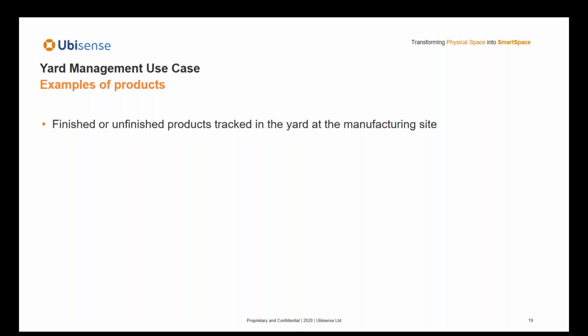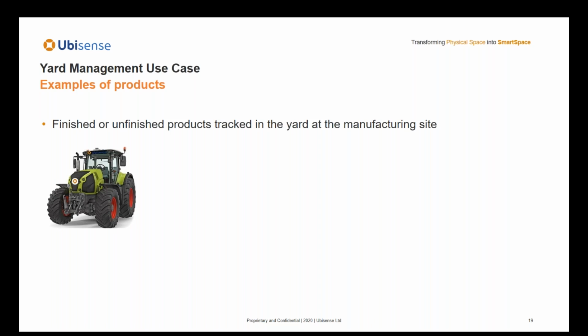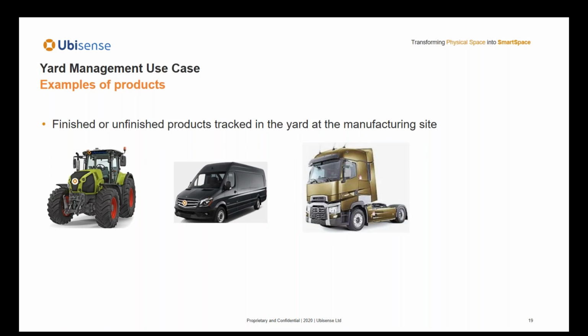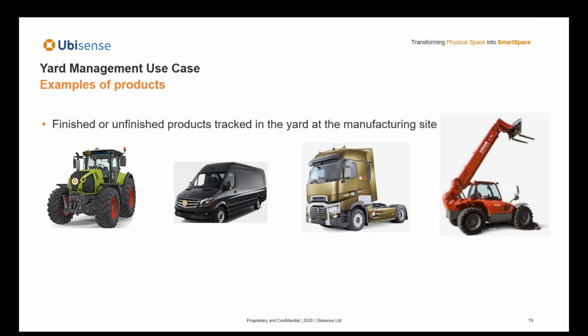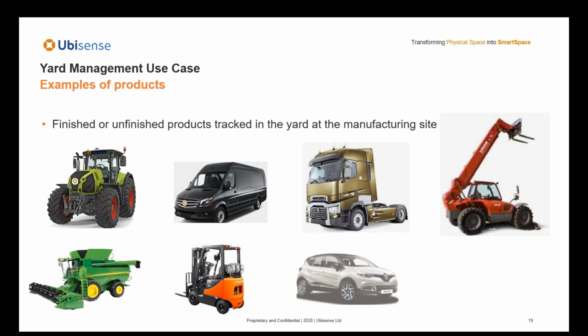Let me show you some examples of products we usually track on the yard. That's just an example list. There are a lot of other things we are tracking on the yard as well. That could be tractors, vans or light commercial vehicles, trucks, agricultural machinery like harvesters, forklifts, cars, trailers in logistic areas as well. And as I said, many more.